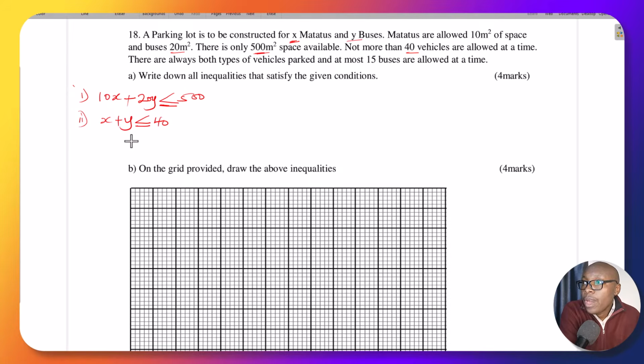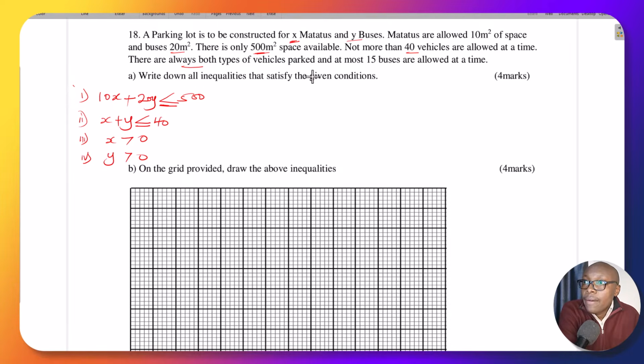Then, there are always both types of vehicles parked. So that means at any given time, there is a matatu and a bus parked. So the number of buses and the number of matatus should each be greater than 0, because there are always both types of vehicles parked. That is the other inequality.